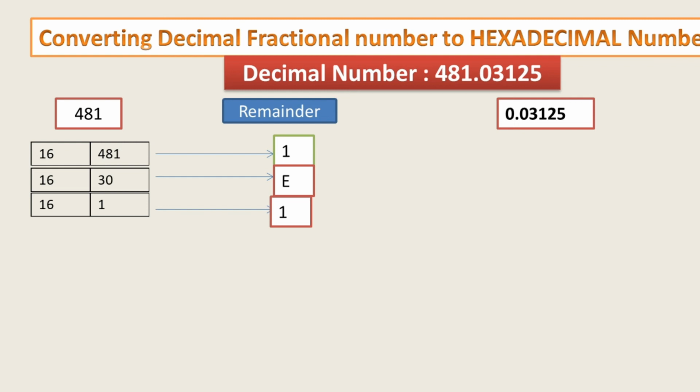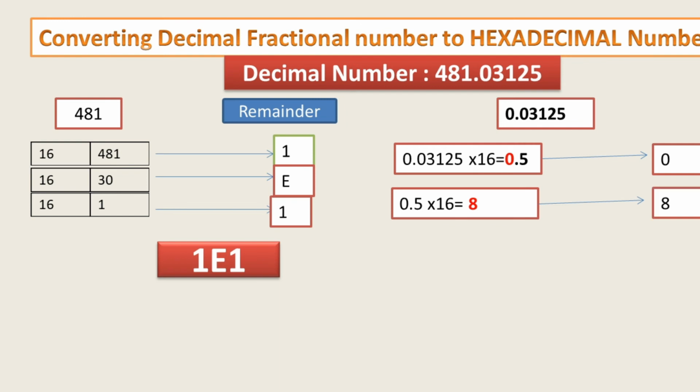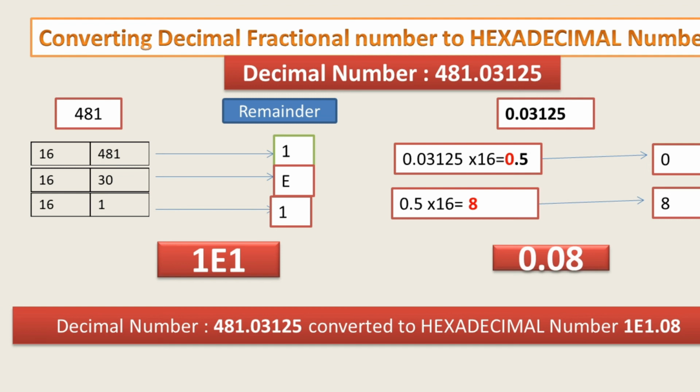Now the point 0.3125, I have to multiply it by 16. When I multiply it by 16, the answer is 0.5. I will store the number 0 as the first digit, and then 5 will be my fractional part. I will multiply 5 with 16 again, and the result is 8. So I will store the number 8. So the final number will be 1E1.08.